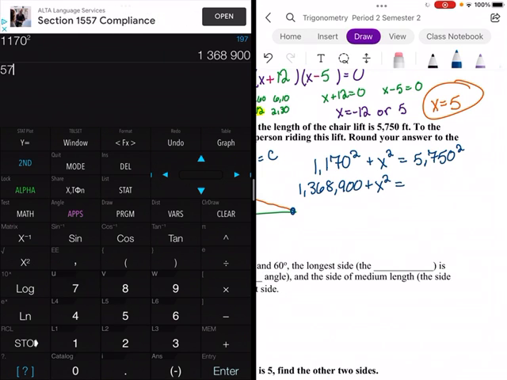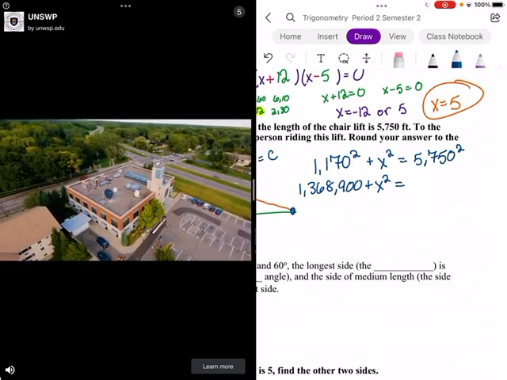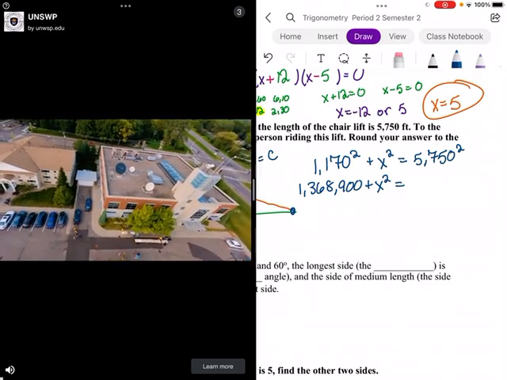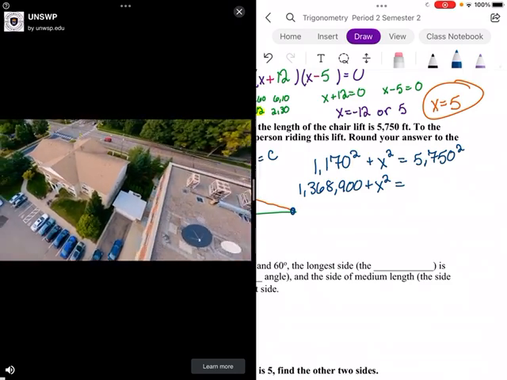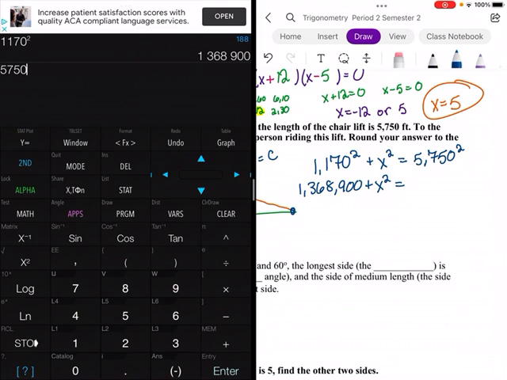5,750. Oh. KTIS, whether you're stuck in traffic on 394. And squared equals.